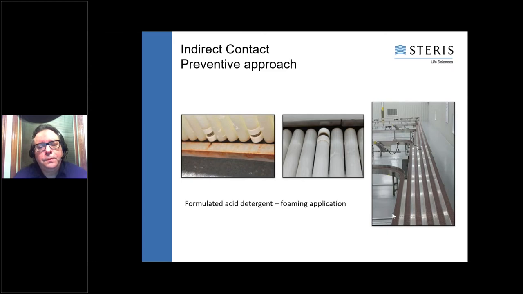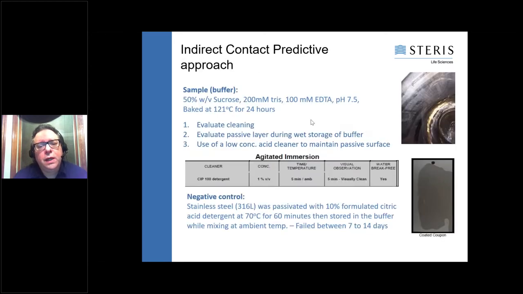Okay, next slide. Now, we've also seen companies look to more of a predictive type modeling. So in this case, we have a sample buffer that's 50% sucrose, 200 millimolar TRIS, 100 millimolar EDTA, pH 7.5, and it's actually prepared and then baked or sterilized and then transferred. And what they notice in the tank, in the far right image, is that there's a lot of micropitting. So periodically, they would have to go and do a polishing and then a passivation on that vessel.